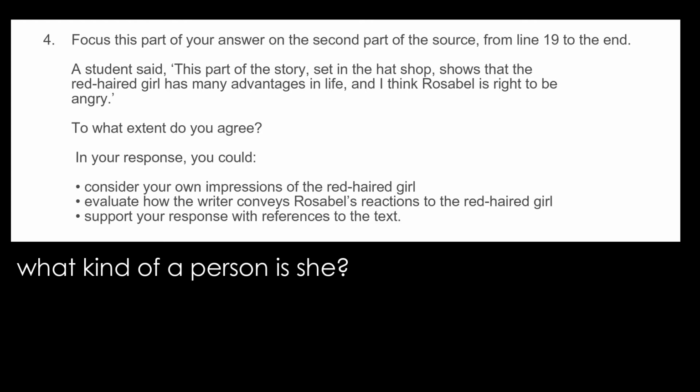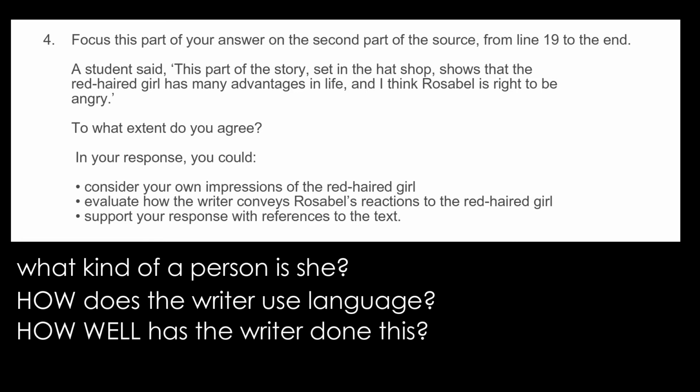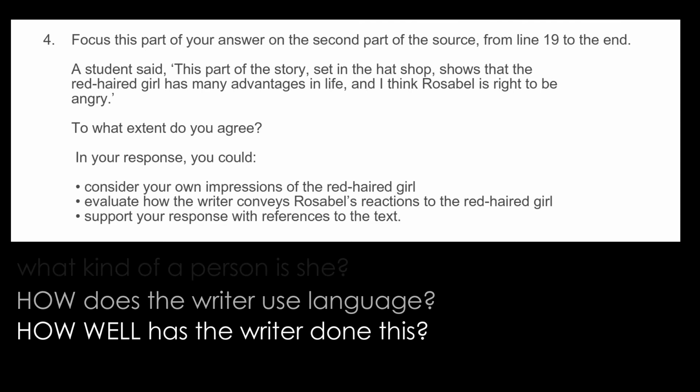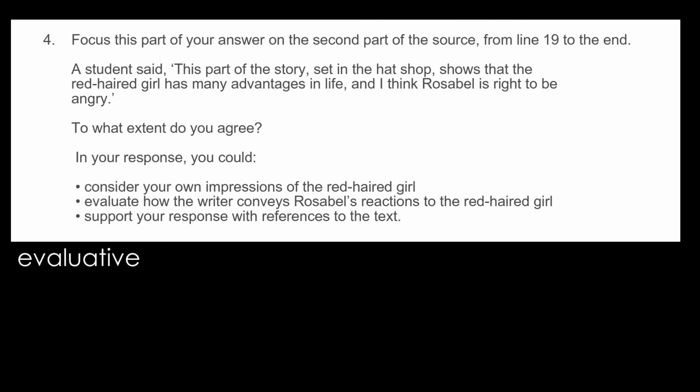Evaluate how the writer conveys Rosabel's reactions to the red-haired girl. So how does the writer use language to convey these, and how well has the writer done this? Support your response with references to the text. This, of course, should go without saying. So this question is an evaluative question. Not only does it require you to analyse language, as in question 2, but it requires you to give your opinion about how well the writer has achieved their effects.